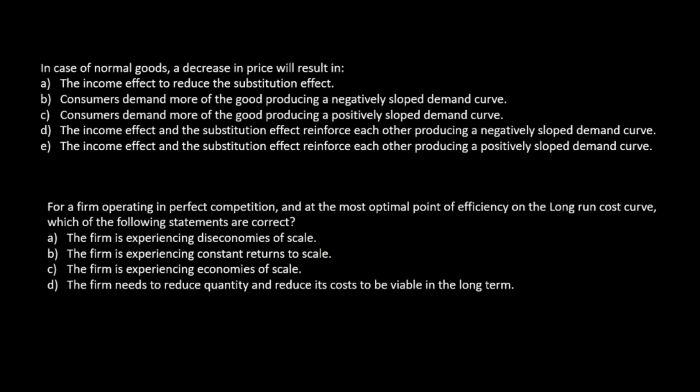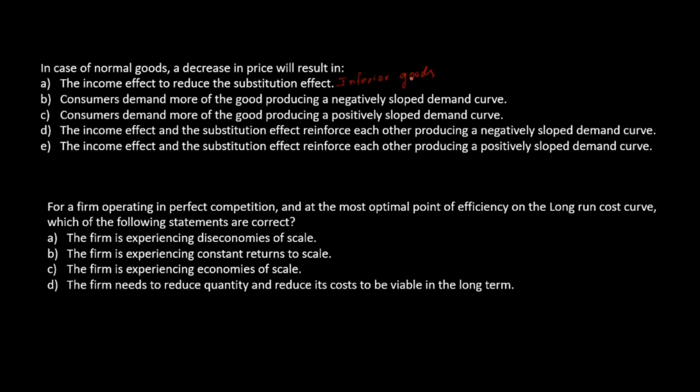Now let's look at this. In case of normal goods, a decrease in price will result in what? So you have different options here. Now let's look at the first option, the income effect to reduce the substitution effect. This does not happen in case of normal goods. This is only for inferior goods. So this option is not correct.